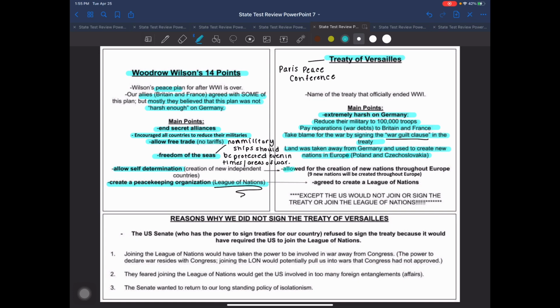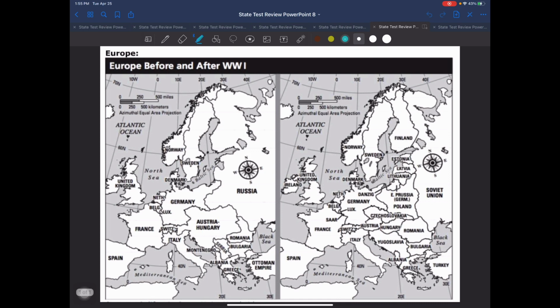Now, a couple of things that our allies did incorporate from Woodrow Wilson's 14 points is the next one. They actually did allow for the creation of new nations. We get 9 new nations in Europe. So I actually have a map to show you here. On the left, remember, here's Germany. Here's the Austria-Hungarian Empire. Down here was the Ottoman Empire.